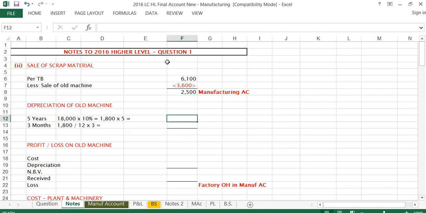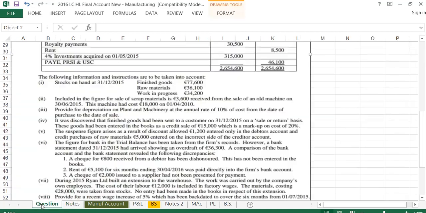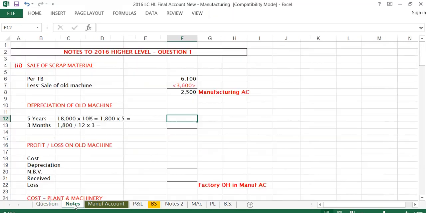Because we sold the machine, we need to see whether we made a profit or a loss when we sold it. To do that, first of all, we need to get the depreciation of the old machine. From the question, we can see that the machine was purchased on the 1st of the 4th 2010 and sold on the 30th of the 6th 2015. We had it for all of 2011, 12, 13, 14, which is 4 years. We had it for 9 months in the year we bought it and 6 months in the year we sold it, which is a further 15 months. So it's 4 years and 15 months, or 5 years and 3 months in total.